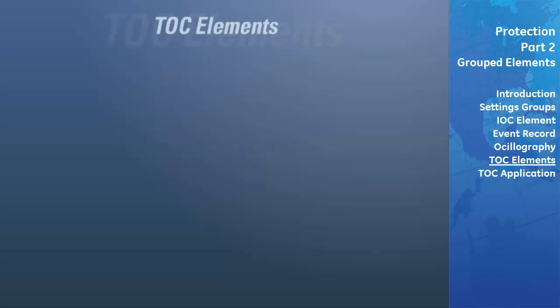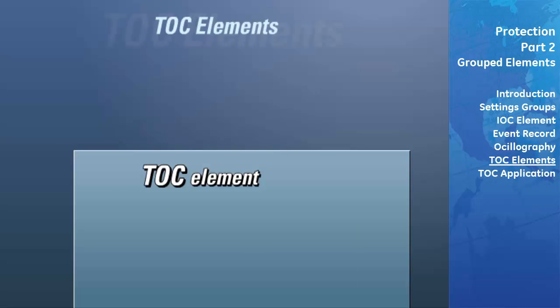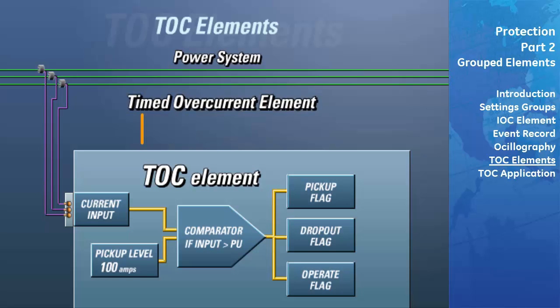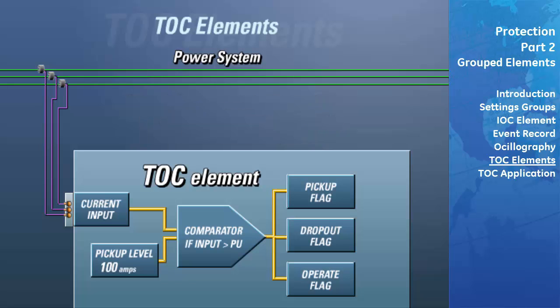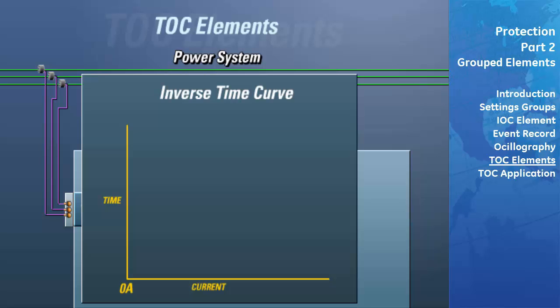The time over current, or TOC element, is similar to the IOC element in that it is used to prevent damage from occurring to the power system. It does this by detecting when the magnitude of current flowing through the power lines is above the level that has been deemed to be dangerous. The difference between the two is that the TOC element uses an inverse time curve to vary the length of the delay between the pickup and operate of the element, depending on the magnitude of the fault current.